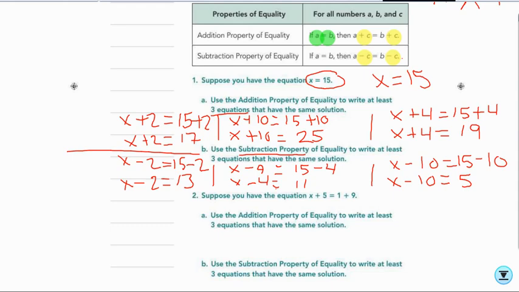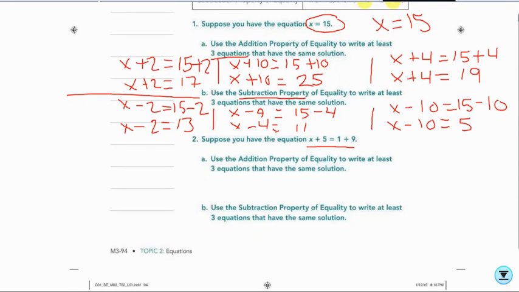In problem 2, it says, suppose you have the equation x plus 5 equals 1 plus 9. So it's a little bit more complicated here, but the basic idea is the same. So it says use the addition property to write at least 3 equations that have the same solution. So let's do the same thing we've been doing.